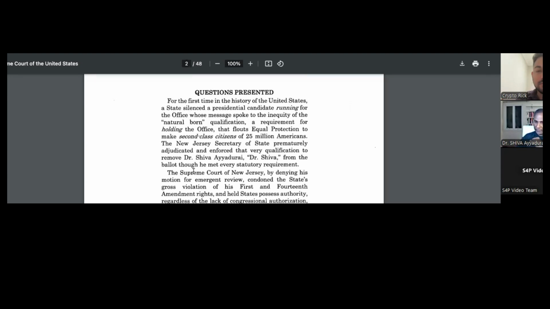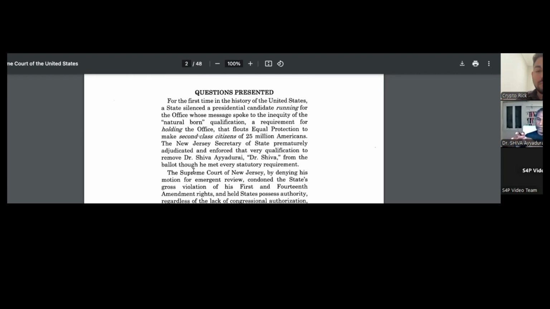Now you understand what I said there, right? Mm-hmm. That flouts, which means goes against, the equal protection clause of the 14th Amendment, to make second-class citizens of 25 million Americans. There are 25 million other Americans like me, CryptoRick, who came here, worked hard, and were bona fide US citizens, not Nicaraguan citizens, okay? The New Jersey Secretary of State prematurely adjudicated and enforced that very qualification, which is a natural born clause, to remove Dr. Shiva from the ballot, though he met every statutory requirement.